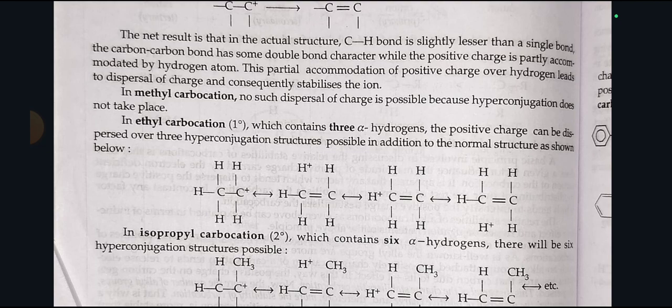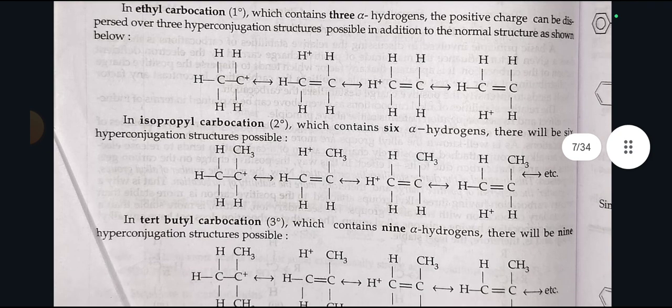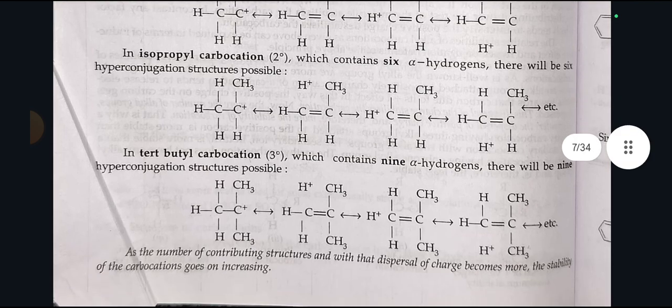Second, in ethyl carbocation (1 degree), which contains 3 alpha hydrogens, the positive charge can be dispersed over 3 hyperconjugation structures possible in addition to the normal structure, as shown below. CH3CH2+, CH2=CH2 plus H+, CH2=CH2 plus H+.